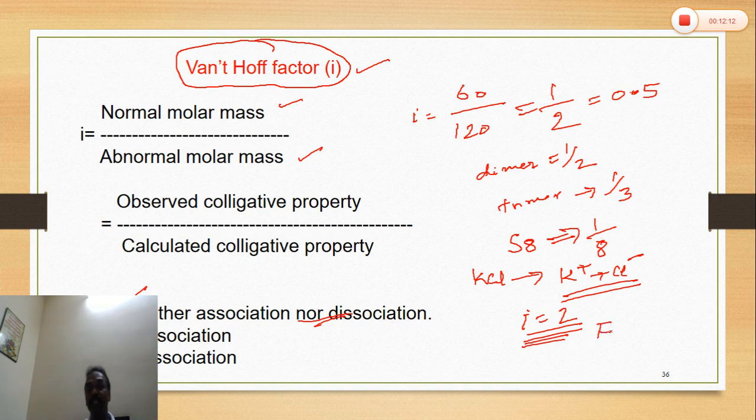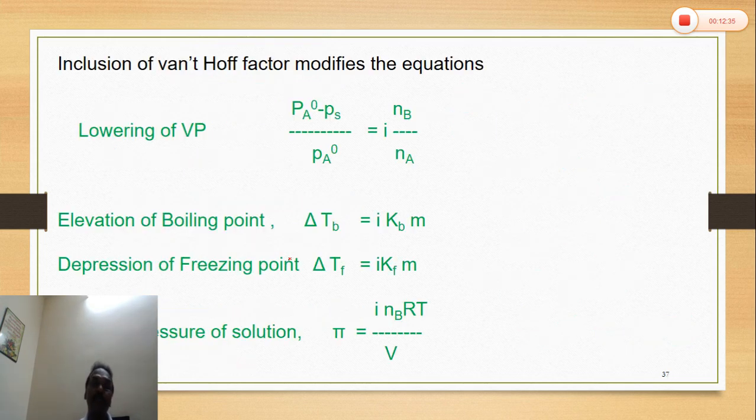In the case of FeCl3, 3 plus 1, 4 particles. That is, Van Hoff factor is equal to 4. If i is greater than 1, dissociation. If i is less than 1, association. That is Van Hoff factor.